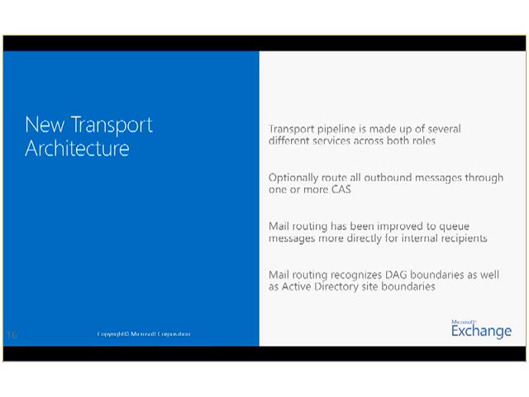In Exchange 2013, the transport pipeline is comprised of multiple services across both server roles. In addition, mail routing has been improved to queue messages more directly for internal recipients and to use DAGs as a delivery group in the same way Active Directory sites were used as delivery groups in previous versions.